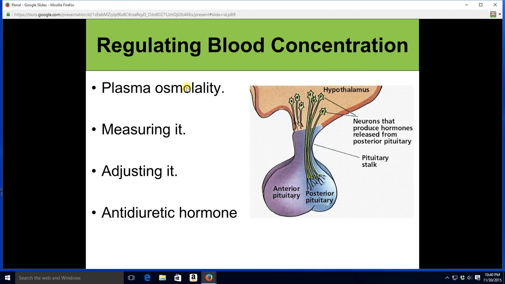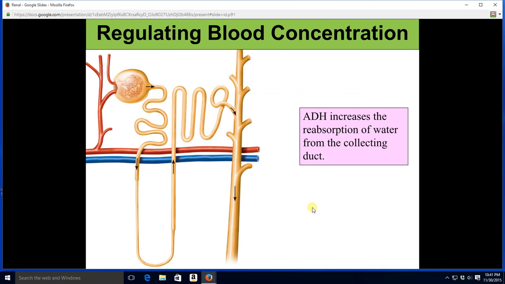If it's too low, water will move into our cells, swelling them. If it's too high, then water will be stolen from our cells, shrinking them. And cellular swelling and cellular shrinkage can affect cellular performance. We don't want that. So we actually measure blood concentration in our hypothalamus. There'll be cells called osmoreceptors up there that measure the osmolality of blood. And then we're going to adjust blood concentration by regulating how much ADH, antidiuretic hormone, is released from the posterior pituitary gland.